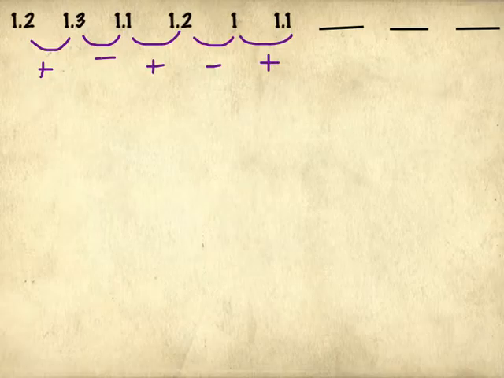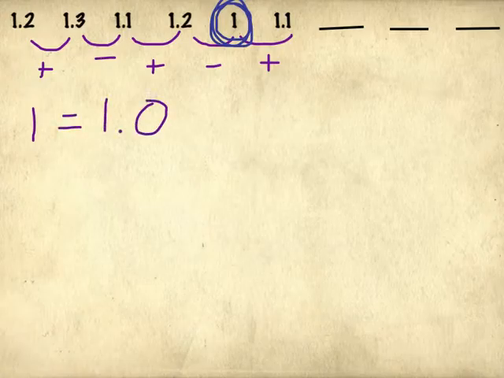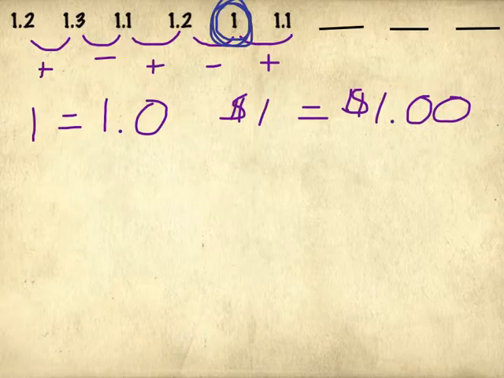Now, some of you might have had a bit of a moment of confusion right here. You see a 1 there? You have to remember that 1 is exactly the same as 1.0. Those are the same numbers. $1 is the same as writing it out as $1.00. Okay? That's why there's no decimals there.